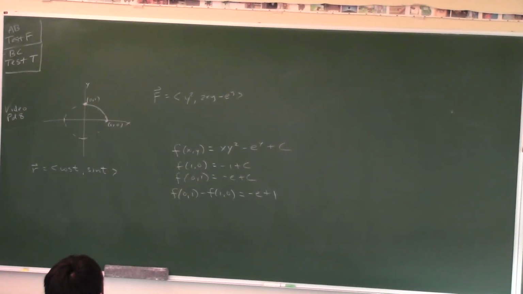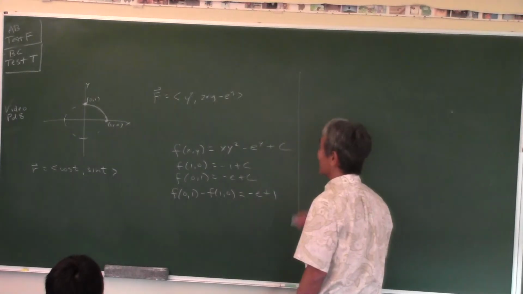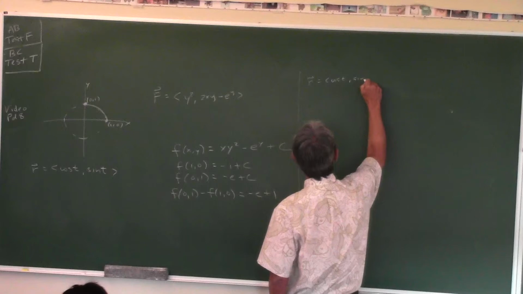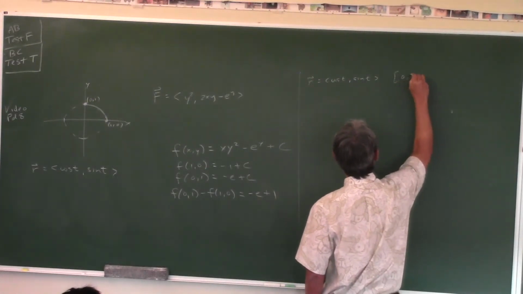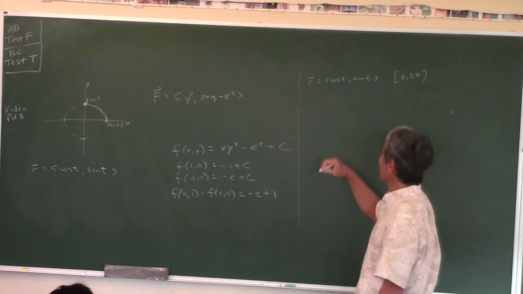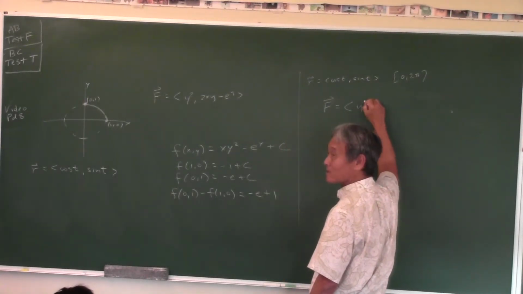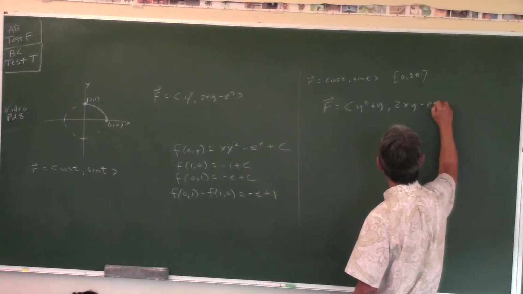This is the third example. Compute the line integral where C is the unit circle again. Here, we've got the same unit circle: cosine t, sine t, and t goes from 0 to 2 pi. So that's all the way around the circle. And here is your force vector: y squared plus y, comma, 2xy minus e to the y.